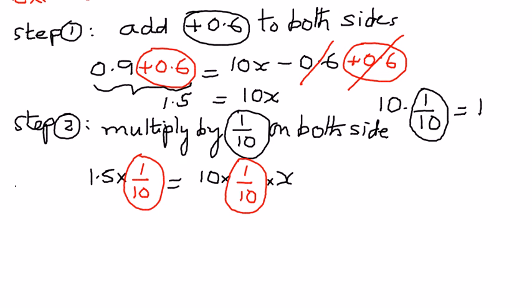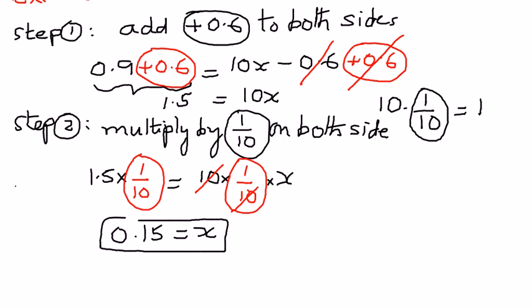So 1.5 divided by 10 is going to be equal to 0.15. On the right hand side, this 10 and this 10 cancel out, leaving us with 1x, or just x. And therefore the value of x is equal to 0.15. That's what we have come up with.